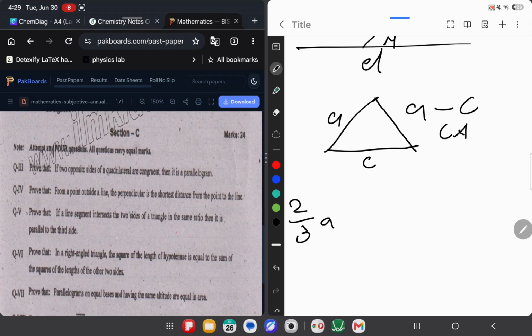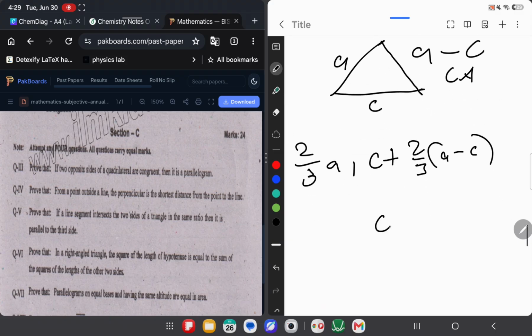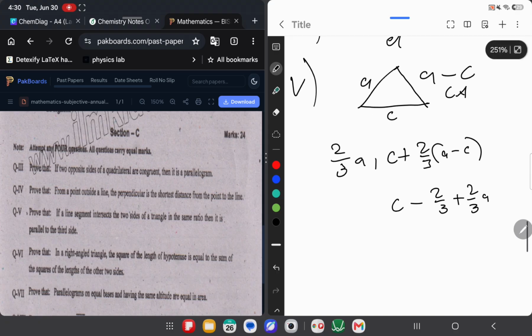That's so different. If you want to go 2/3 of this, if you want to go to a line here, then what do we do? We do C plus 2/3 A minus C. What do you get? C minus 2/3 C plus 2/3 A, and this is 1/3 C plus 2/3 A.